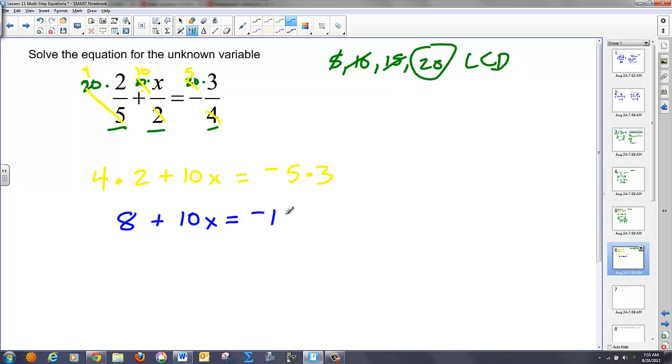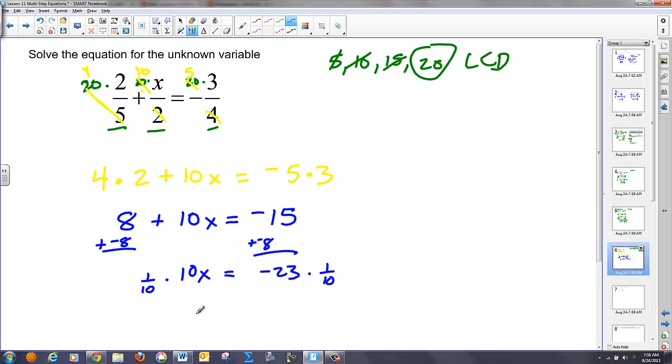equals negative 15. I need to undo this 8 because this is a multiplication. So I'm going to add a negative 8 to both sides, giving me a negative 23 is equal to 10x. Undo that multiplication of 10 by multiplying by 1/10 to both sides. Or again, you could say divide by 10 to both sides.